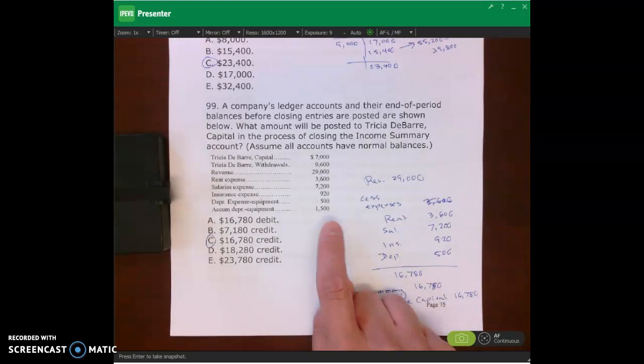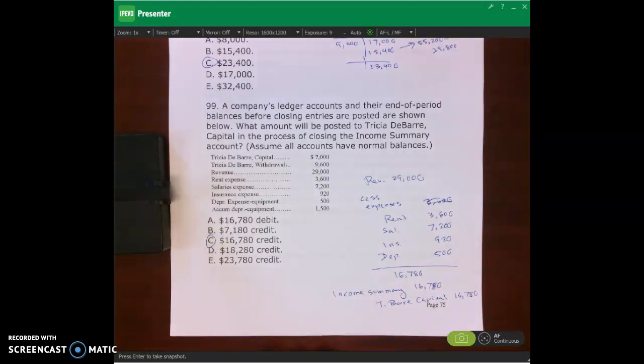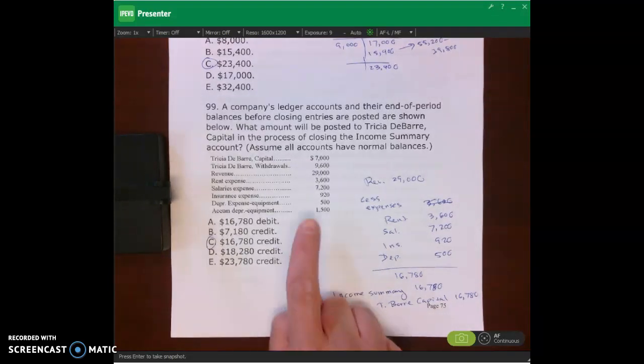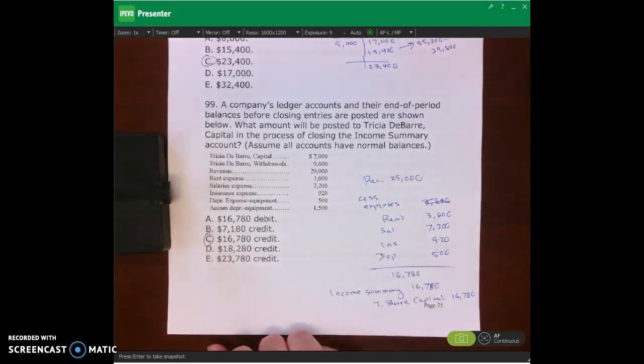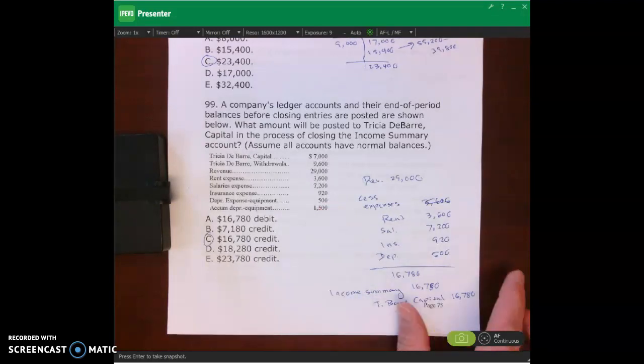The hard part about this problem was remembering that accumulated depreciation is not an expense. It's a contra asset account. It's in here because I'm evil and I like to confuse you. I'm actually just testing you to make sure you know what's relevant, what's not. That's not relevant because that is a contra asset account, not an expense. Depreciation expense is an expense, but not accumulated depreciation.